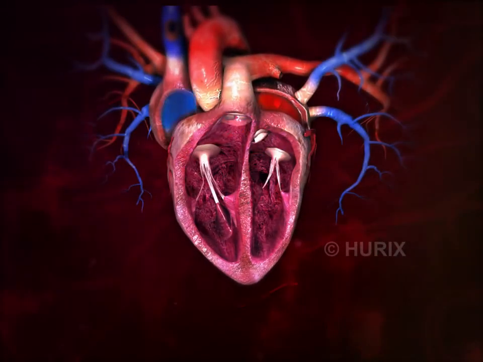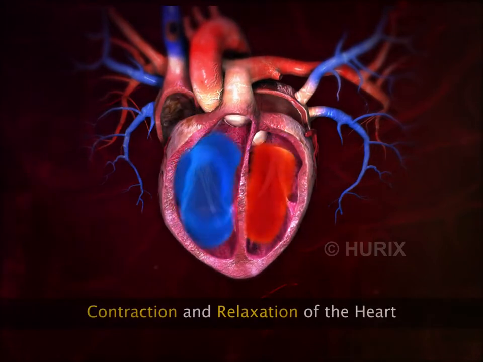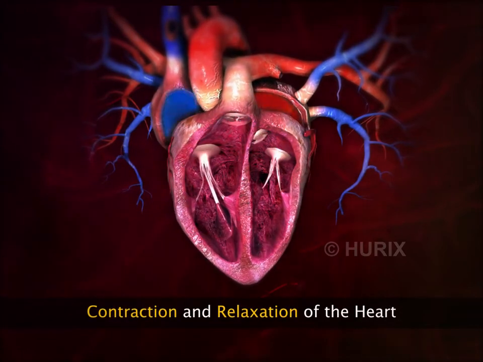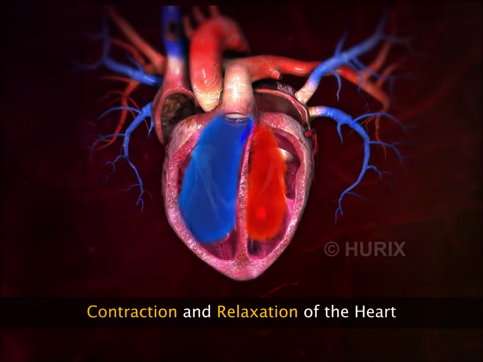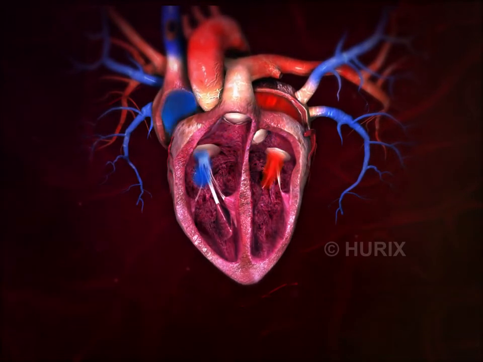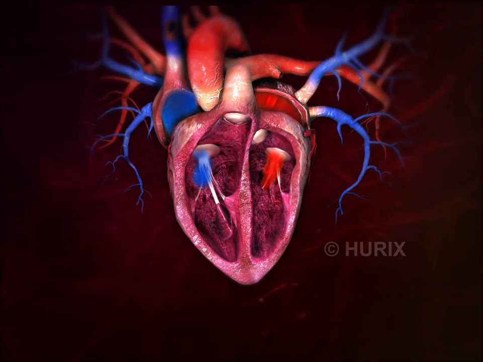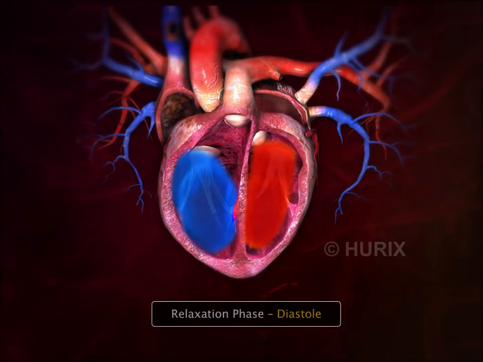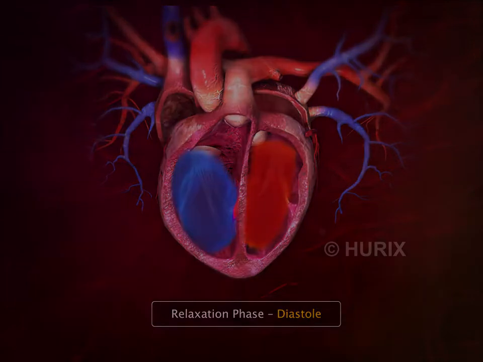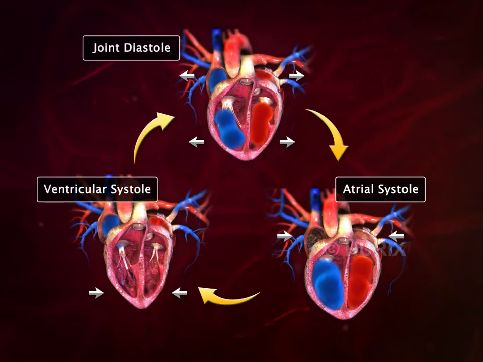The pumping action of the heart is because of the alternate contraction and relaxation of the atria and ventricles. The contraction phase of the heart is called the systole, and the relaxation phase is called the diastole. This rhythmic contraction and relaxation of the chambers of the heart during one heartbeat constitute the cardiac cycle.